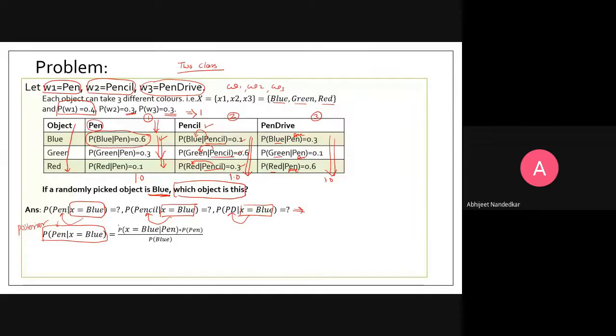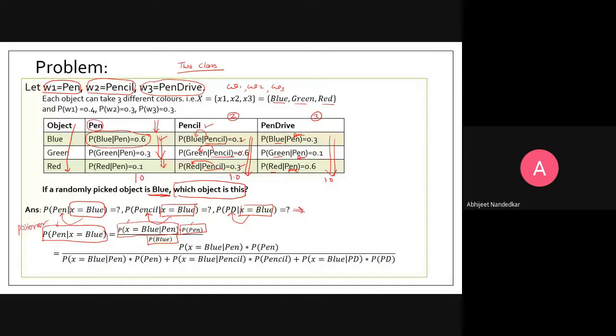Okay, but we have information in terms of likelihood, then prior, and then evidence. So these three we can easily find out. Now how to find out? This likelihood is already given to you. This prior is already given to you here. So we need to calculate only this denominator, which is nothing but the evidence of the blue color. Okay, now how do I do it?